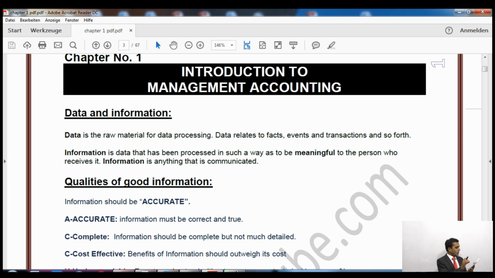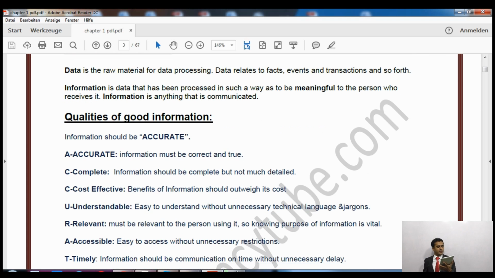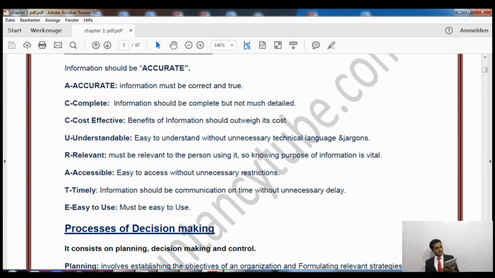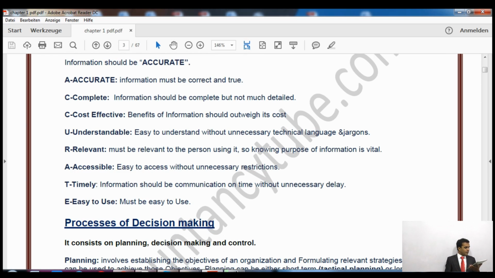Now, there is a small mnemonic for it, which is ACCURATE. With every single letter of it, we have made something. So first of all, what is A? A means accurate. Then the second letter, C, the first C of ACCURATE, means complete. Then another C means cost effective, and likewise at the end, E is for easy to use. So this list is easy to remember if you look at the mnemonic ACCURATE.